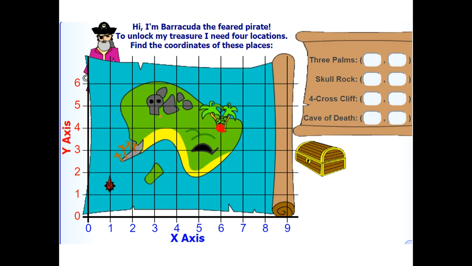Where do you think the skull rock is? X value first, and then your y. So you're going to go your x value first. That's 3. And then your y is 5. Oh, I just told you this one was 3, 5. Huh. How about the 4 cross cliff? That's right here. Remember, you want to write your x value first and then your y value.